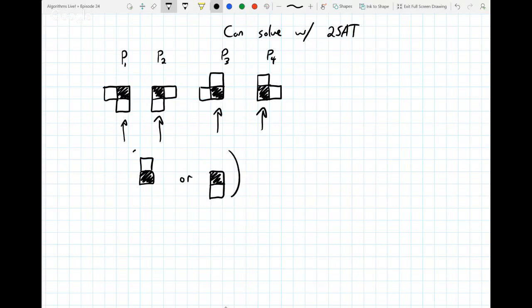Okay. Let's look at another state. It's this way, or it's this way.